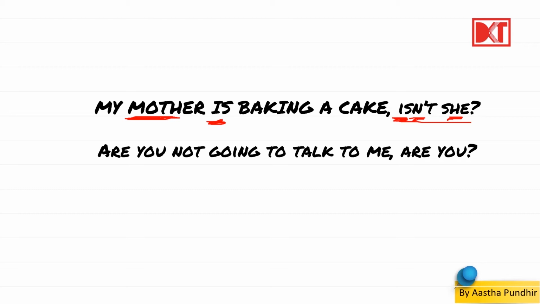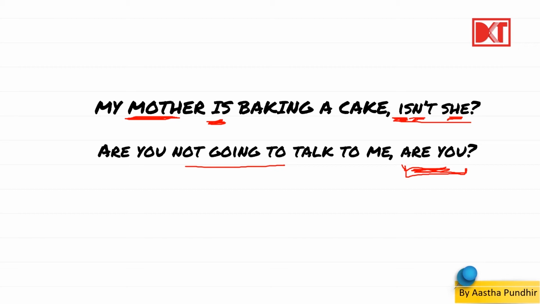Then we see our next example. You are not going to talk to me, are you? So here first of all you see it is a negative statement. Alright, and the question tag is positive. Negative statement and positive question tag. And are you, it is formed at the end, asking for a sort of confirmation that do you agree or not with whatever I'm saying.